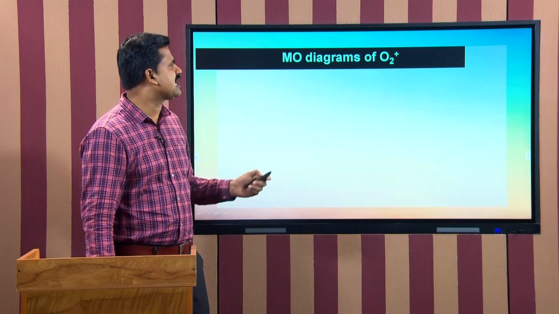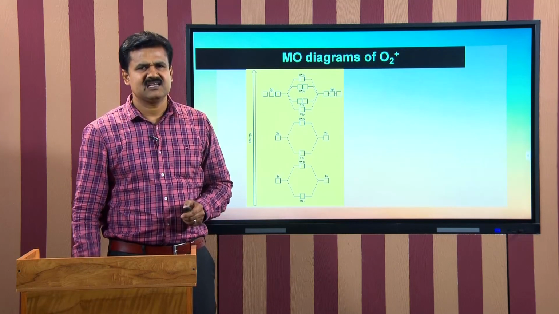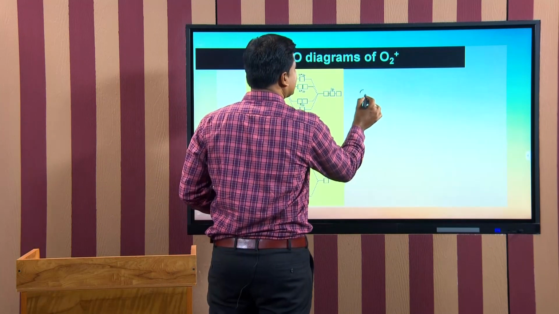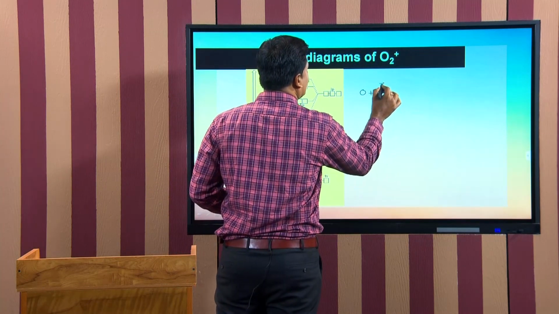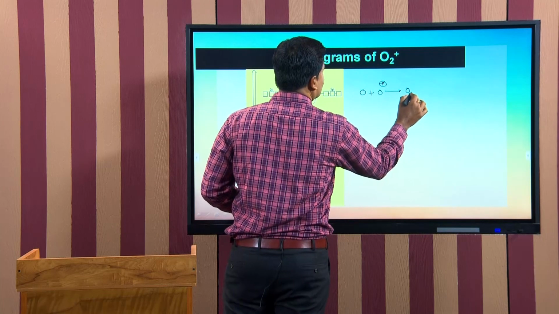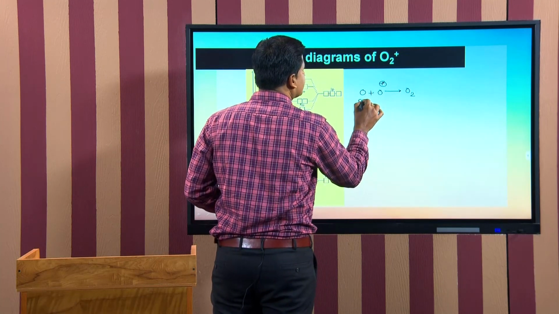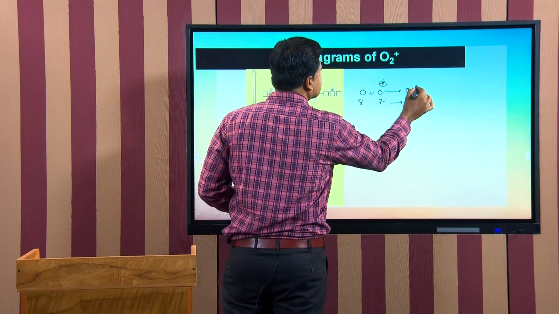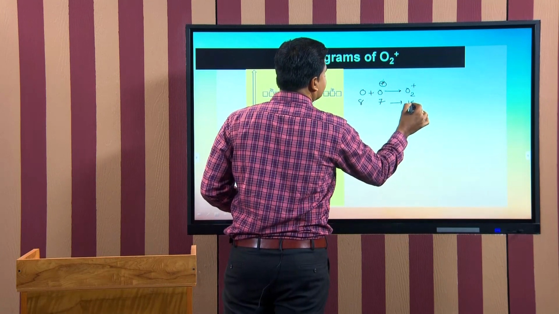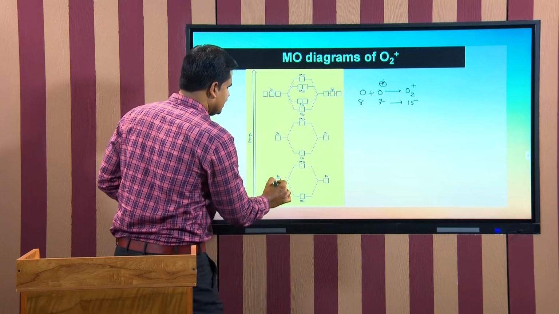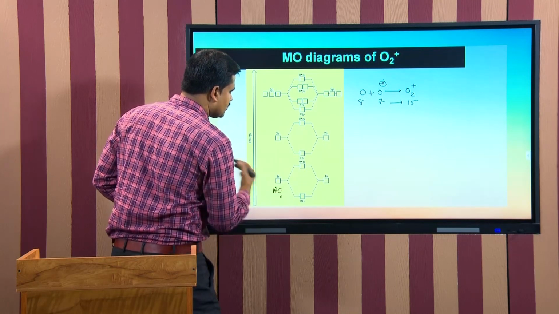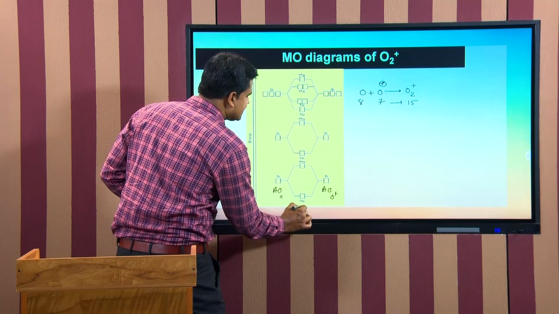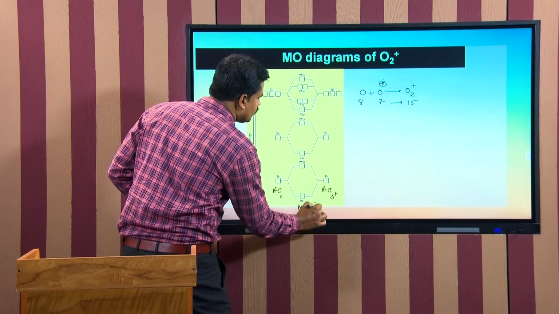Now we can consider the MO diagram of O2 plus. We have to make a small change. How is O2 plus obtained? O2 loses an electron to give O2 plus. In oxygen there are 8 electrons. In O plus there are only 7 electrons. So O2 plus is a molecule having 15 electrons. So this is the atomic orbital of oxygen. This is the atomic orbital of oxygen plus. This is the molecular orbital of O2 plus.